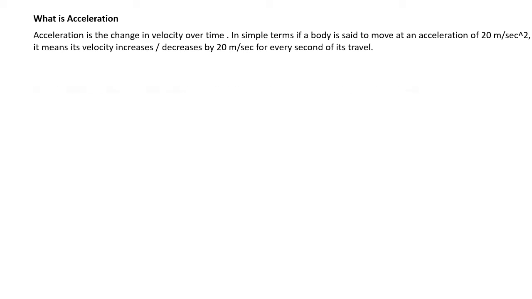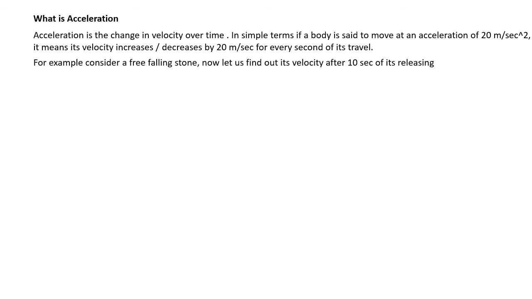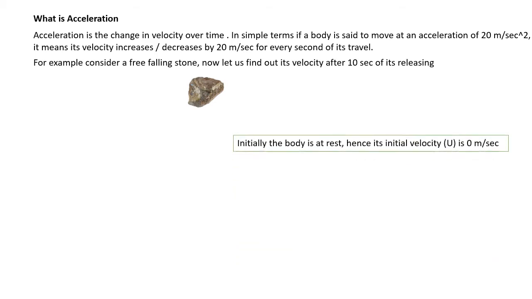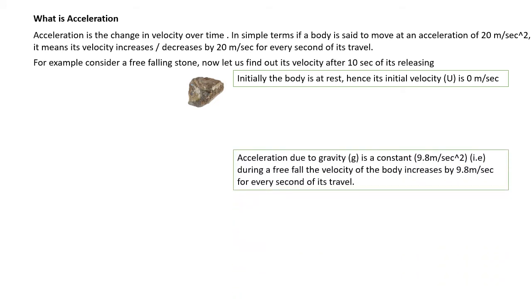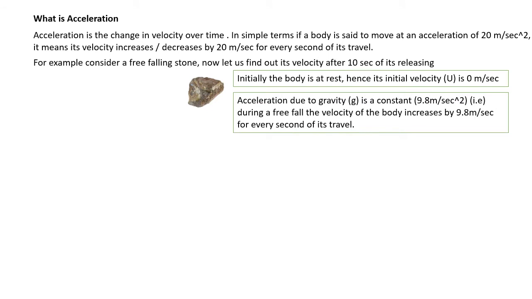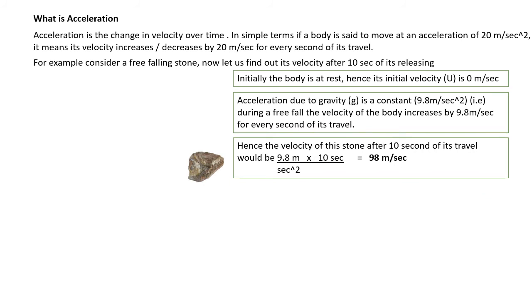Let's take an example of a free falling stone and try to figure out what its velocity would be after 10 seconds. We know initially the body is at rest and hence its initial velocity would be zero, and then the body would fall under the influence of gravity with an acceleration of 9.8 meters per second square, which would be a constant, and thereby its velocity after 10 seconds of its travel would be acceleration due to gravity multiplied by 10 seconds, which is 98 meters per second.